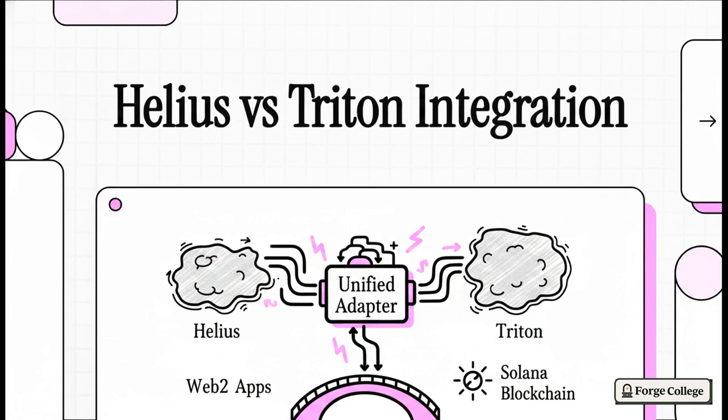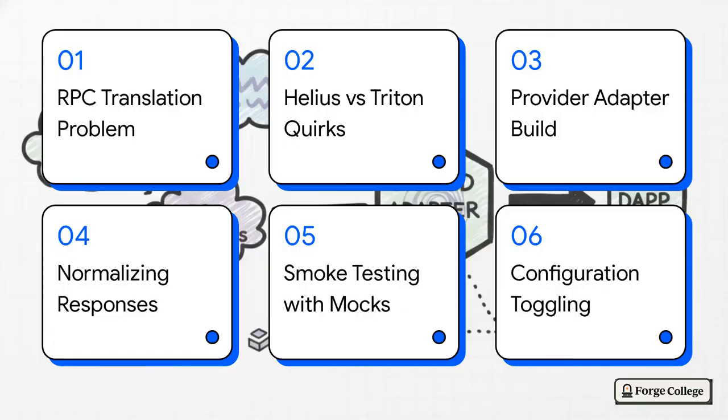Specifically, we're pitting Helius against Triton and looking at the very real integration considerations you're going to face when scaling your Web 2 apps on Solana. It's time to build a smart, robust bridge between our router and these external networks. Here is our engineering blueprint for today's universal translator.